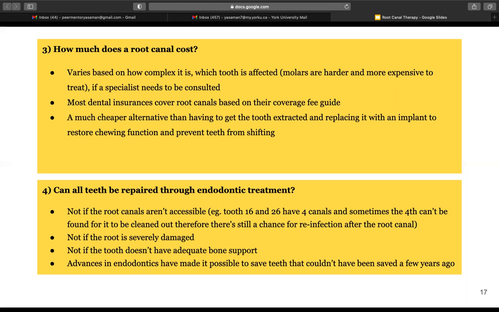And you also can't do it if the root is really damaged, or if the tooth doesn't have adequate bone support. However, there have been advances in endodontics that have made it possible to save teeth that couldn't be saved a few years ago, so it's now possible to get a procedure done on those teeth as well.